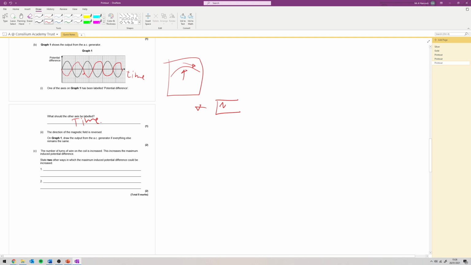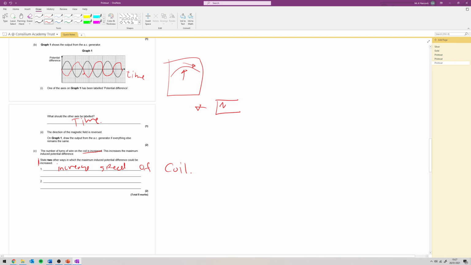The number of turns of wire on the coil is increased. This increases the maximum induced potential difference. Oh, sorry, I'll finish the question first. State 2 other ways in which the maximum potential difference could be increased. Well, we can't use turns of coil on the wire. It's been said, you can't use it, even though that's the obvious one. Well, what is a better way to get a higher voltage? Well, you should really think about if you had a wind-up torch. If you wound the torch faster, it would be brighter, right? So let's say increase the speed of the coil. This is happening because you are changing that magnetic field quicker. The quicker the change of the magnetic field, the higher the voltage that's induced.